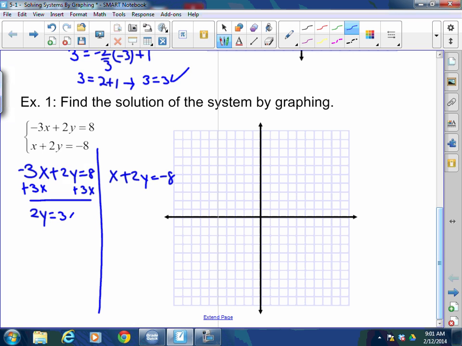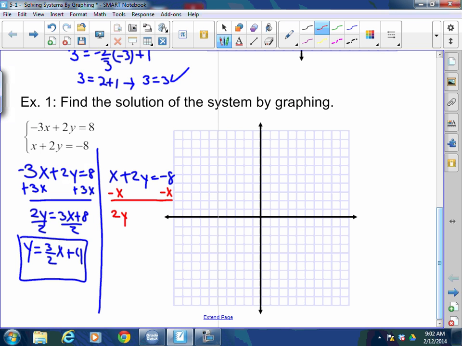2y equals 3x plus 8. Divide by 2. Y equals 3/2 x plus 4. And we'll just do this one in red. Subtract x to both sides. 2y equals negative x minus 8, divided by 2. Y equals negative 1/2 x minus 4.